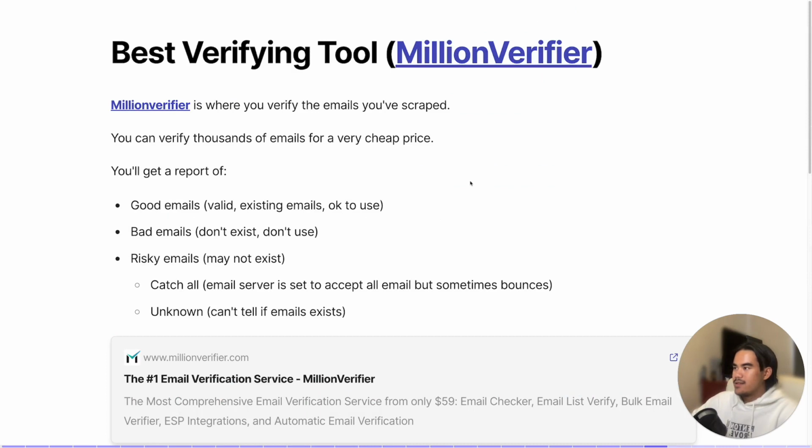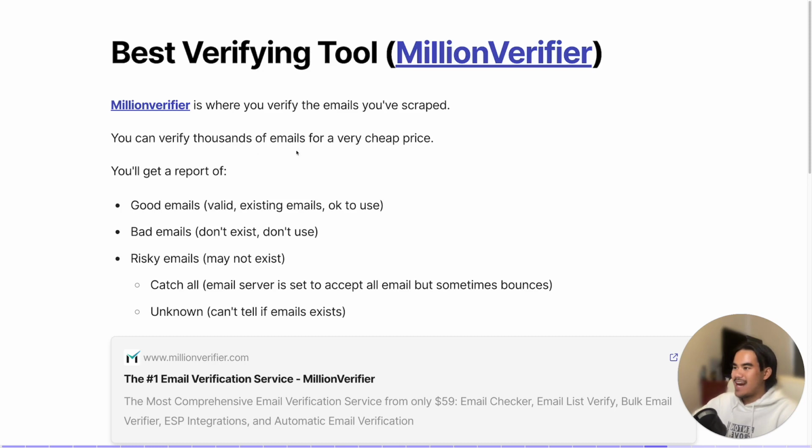And yeah, the best verifying tool is Million Verifier. So Apollo doesn't give fully verified leads, and sometimes it's outdated. So you need to make sure you're verifying the leads so that your deliverability is on point and you don't get any bounces, right? So, yeah, Million Verifier is where you verify the emails you've scraped.